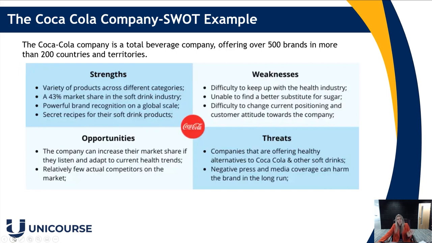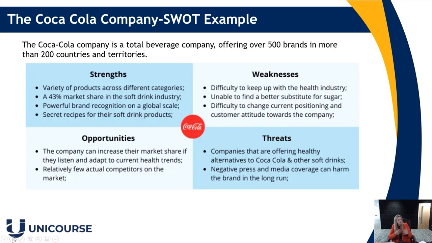There are many resources and examples out there of SWOTs, and if you were really wanting to have a little look at one that's more industry specific to you, you could probably find it online. Here's one about Coca-Cola. And we all know that Coca-Cola's got a really strong brand, so that would be one of the strengths. And they offer a variety of products, but it also says that one of the weaknesses is the difficulty to keep up with the health industry.